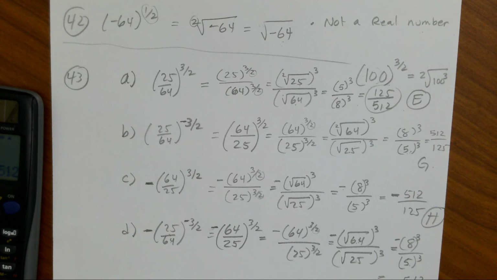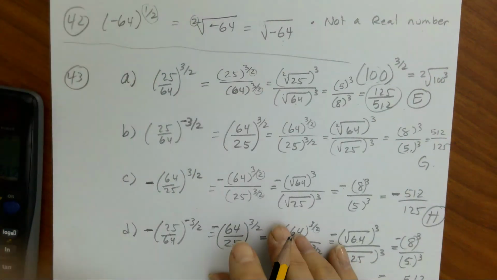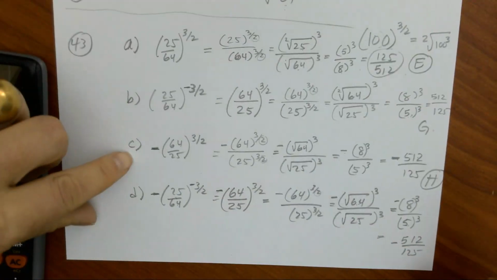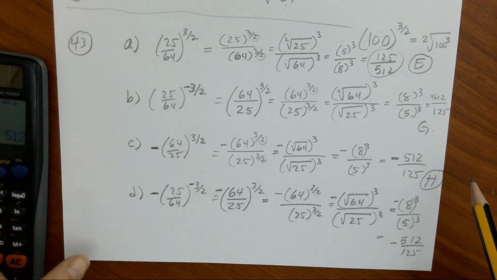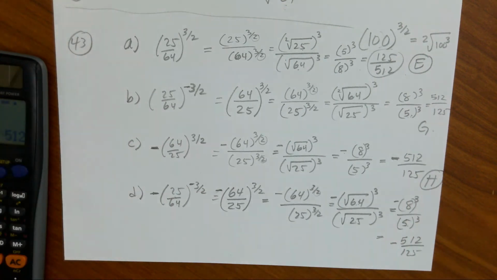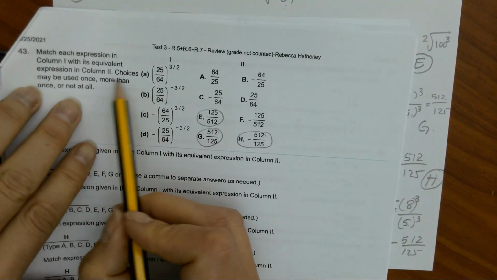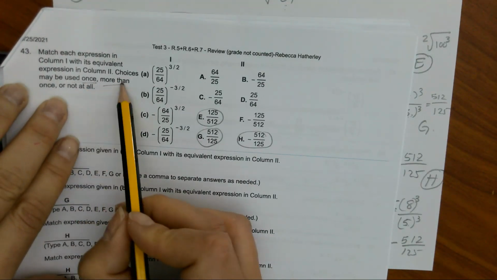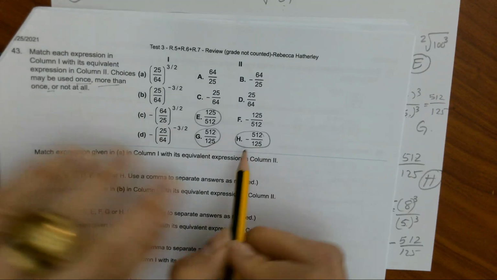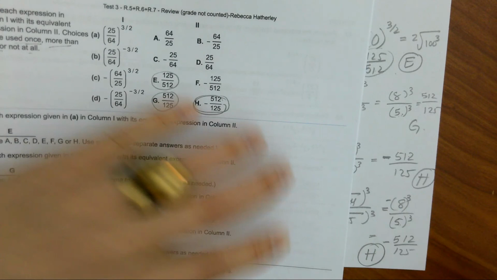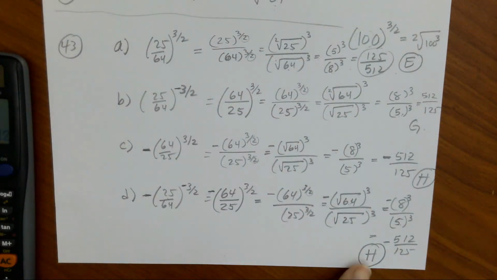Oh, it's the same. Just wait. Is it supposed to be the same? It says yes, you can use them more than once. So here it says choices may be used once or more than once or not at all. So our answer is going to be the same again, and I'm going to use H again. So that's okay. So it's okay to have two answers the same.